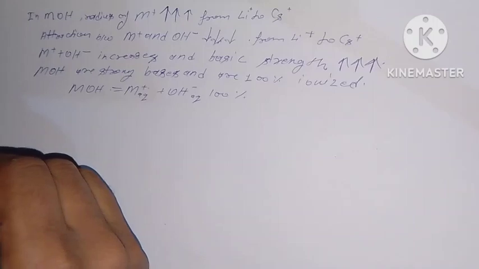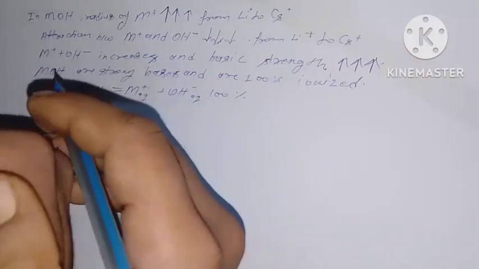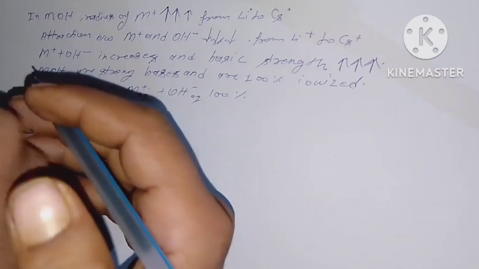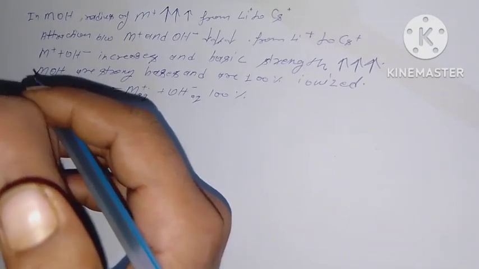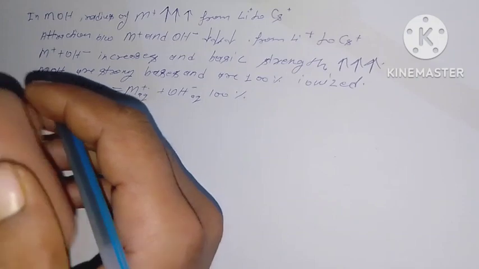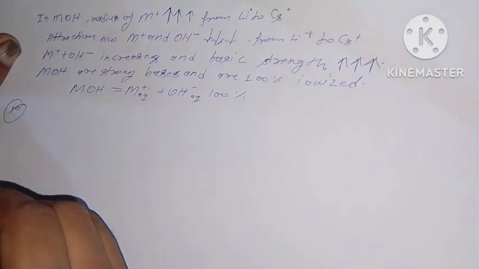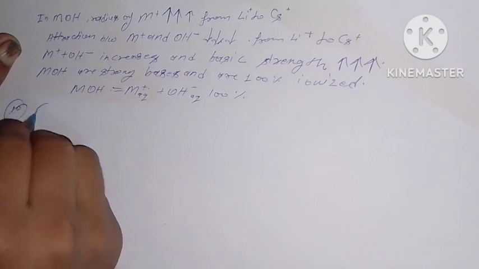In case of metal oxides, the metallic character of M increases from lithium to cesium, and so the basic character of metal oxides increases from lithium to cesium. Okay. Next, point number 10 is carbonates and bicarbonates.